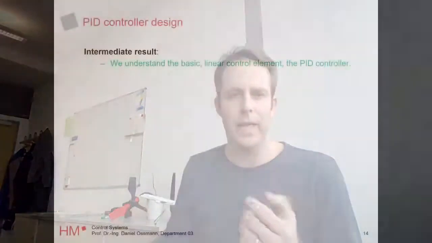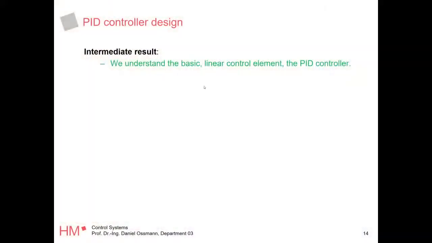Okay, so now I'm going to show you a kind of story. In the next 2 or 3 lectures, I will always show you that story, of where we are standing in understanding control systems. At this point, we can say we know how such a basic linear control element, the PID controller, looks like. It has a proportional, an integral, and a differentiating element.